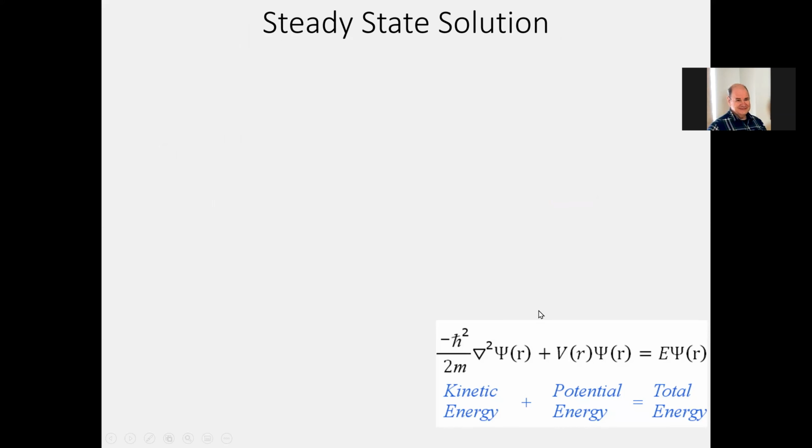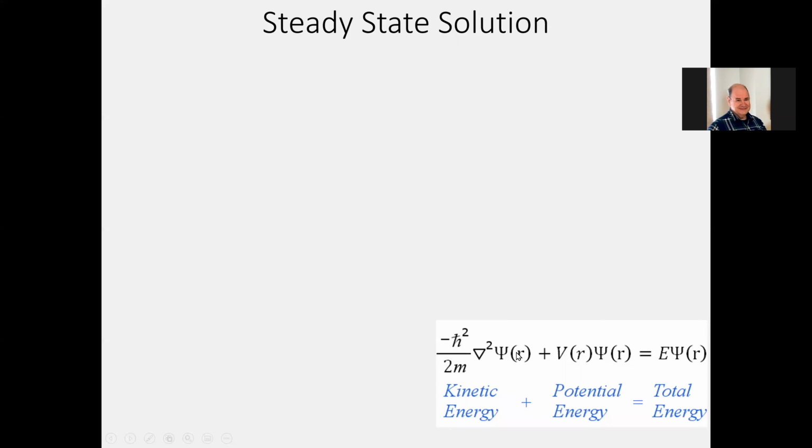So let's take a look at this version of the Schrodinger equation. This is what we're looking for. This is the answer. This is the solution to the Schrodinger equation. It's called psi. And this is the wave function.